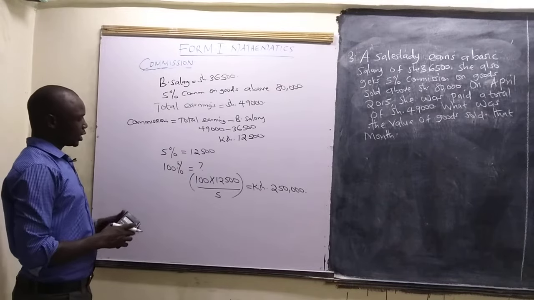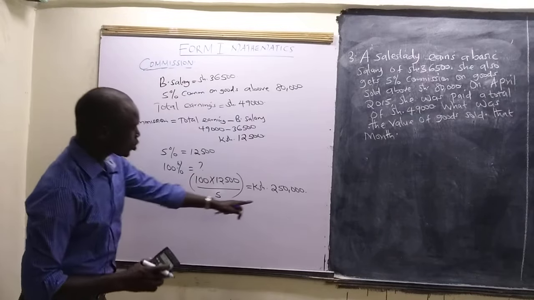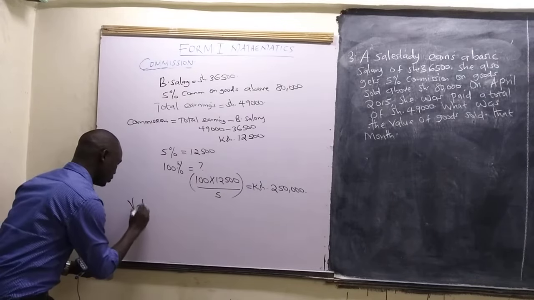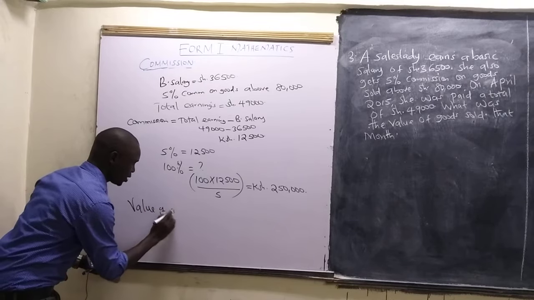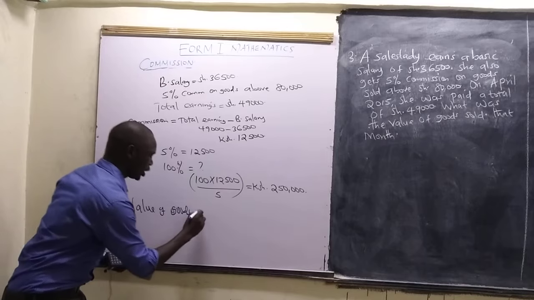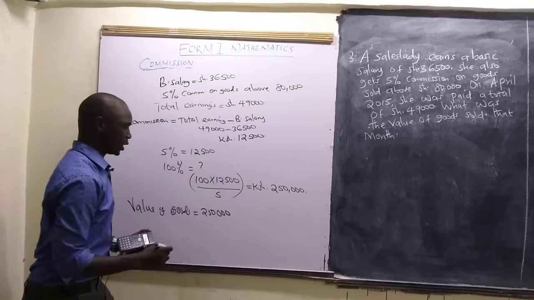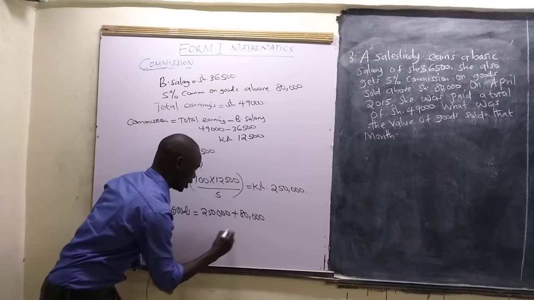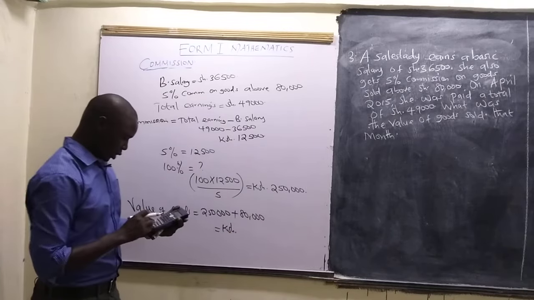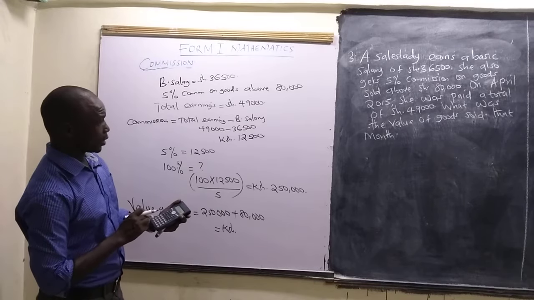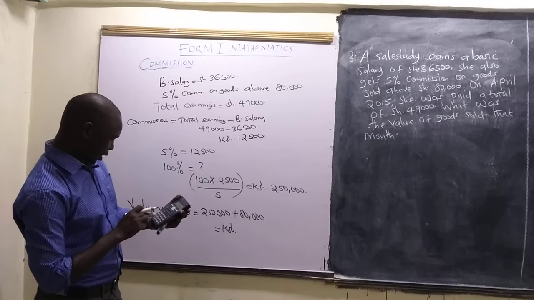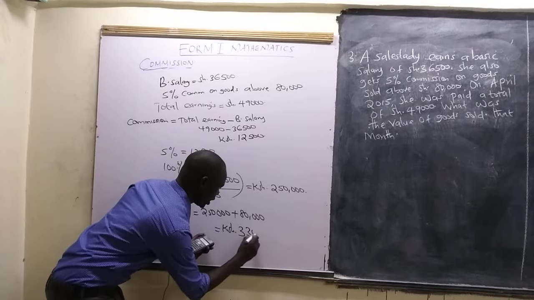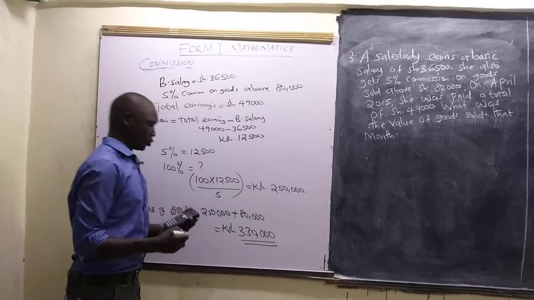But now for us to get the total value of goods, it means this 250,000 is actually the value of goods above 80,000. So the true value of goods will be equal to the value of goods that gave us a commission of 5% plus the minimum, because 250,000 was above 80,000, so we have to add 80,000 here so that we can get the total value of goods that this sales lady made during that month of April. That is 250,000 plus 80,000, and this gives us Kenya shillings 330,000, and that is the answer to that question.